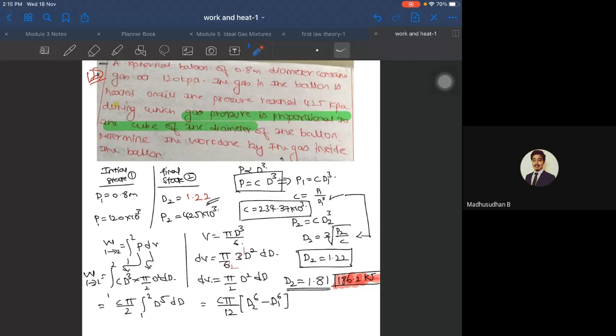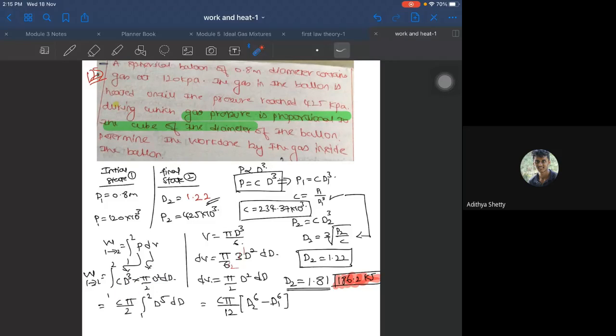Okay. Same thing, you can just integrate it, substitute P as C into D cube, which is here. dV, first you have to calculate V in terms of D, that is pi D cube by 6. You have to differentiate it so that you get the expression for dV. Just substitute here, which is same as in the previous problem. Okay, here you'll get d to the power of 5 because C and pi by 2 are constants that we will take away. But P is C d cube. So d cube into d square.